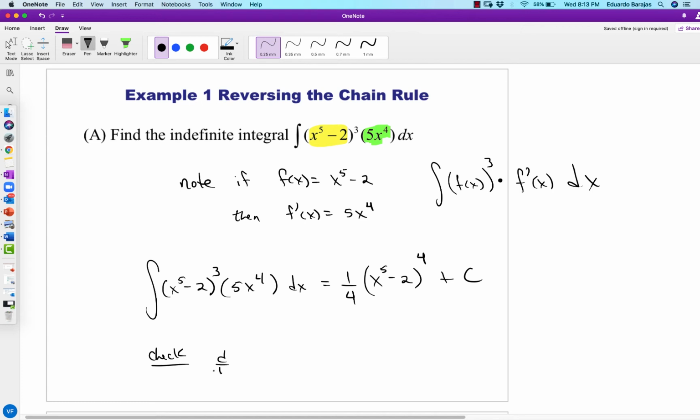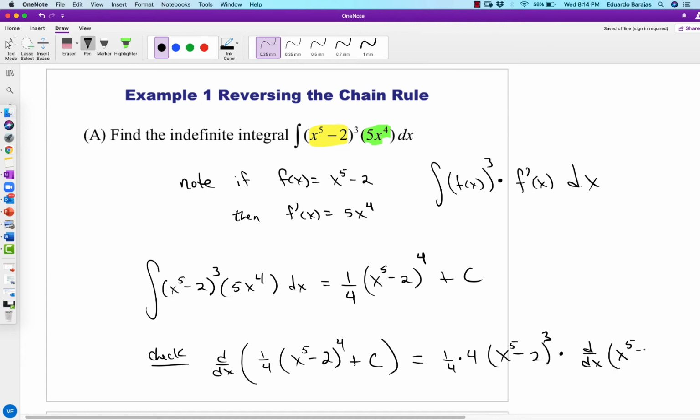Check the derivative with respect to x of 1/4 (x^5 - 2)^4 plus a constant c. This is exactly equal to 1/4 times 4(x^5 - 2)^3 times the derivative of the inside function, thanks to the chain rule, which gives you x^5 - 2. Good. So the 4 and the 1/4 cancel.